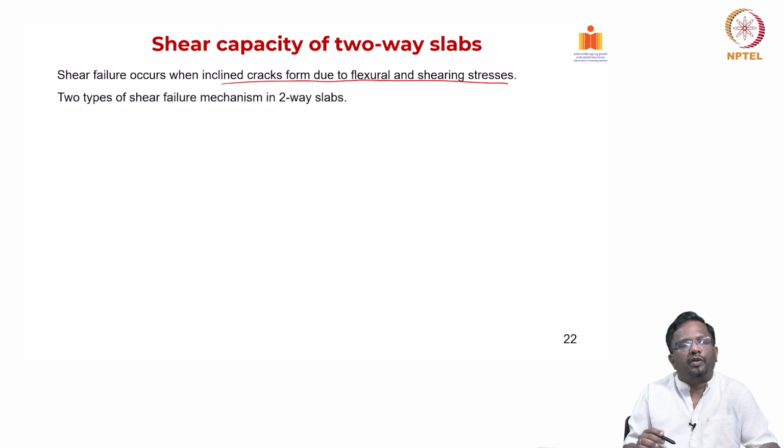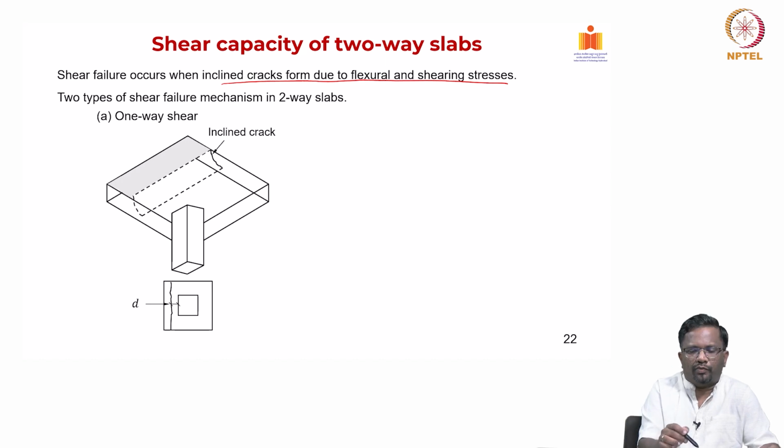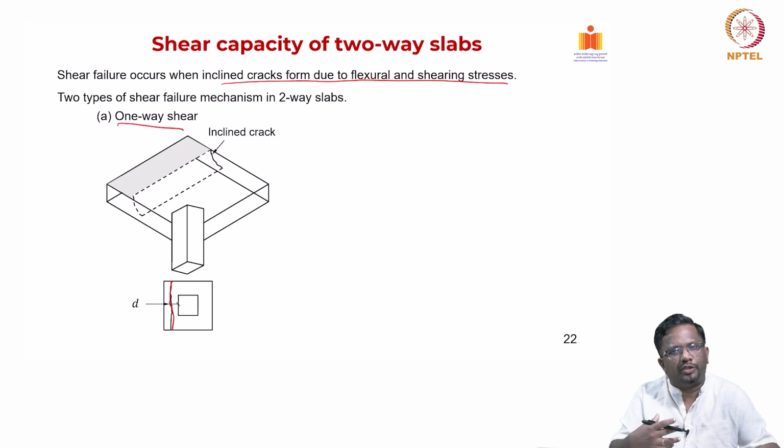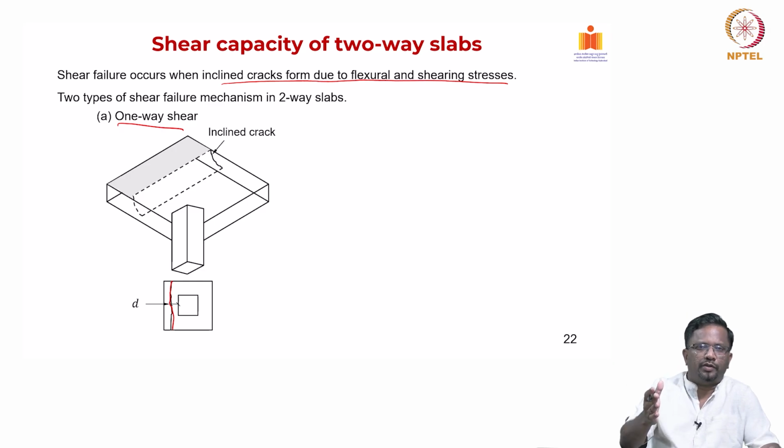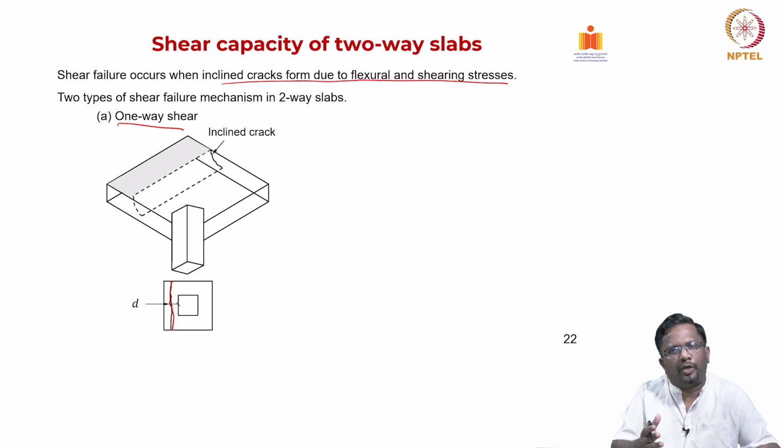and there are two types of failure mechanisms in two-way slabs, particularly in PT slabs. This is a one-way shear, where you have a crack; basically it is a beam shear, or they also call that a beam shear, and we look at it at the face of D from the face of the support, and we look at whether that particular location has adequate shear capacity or not.